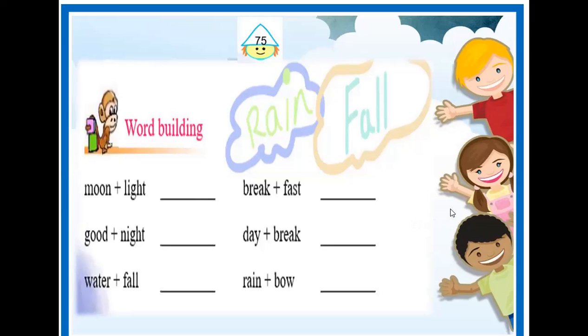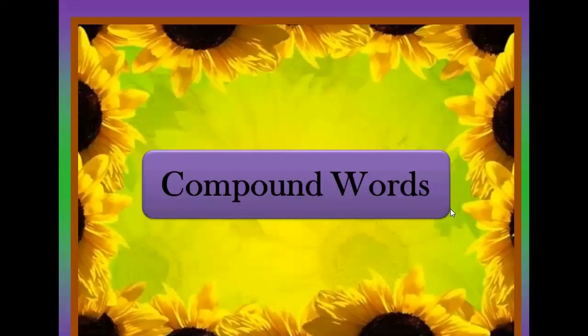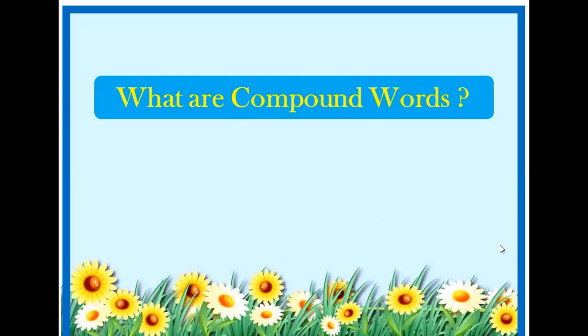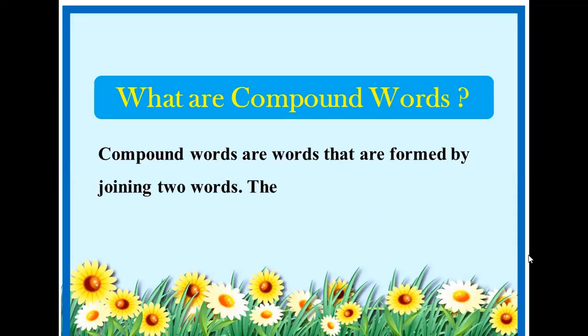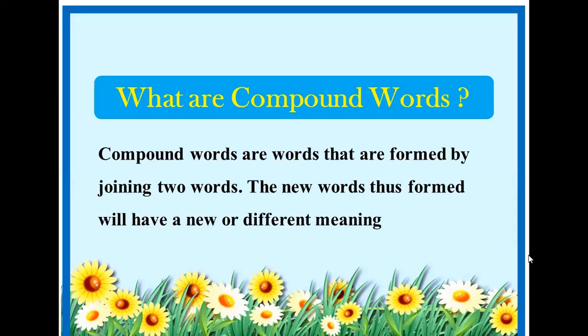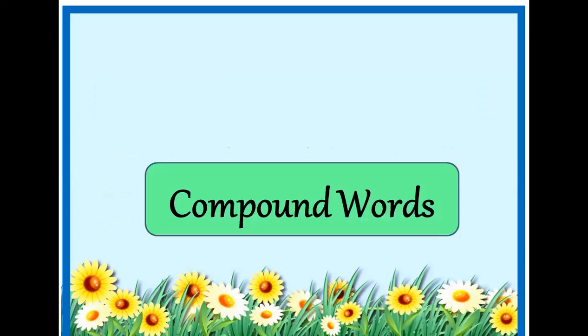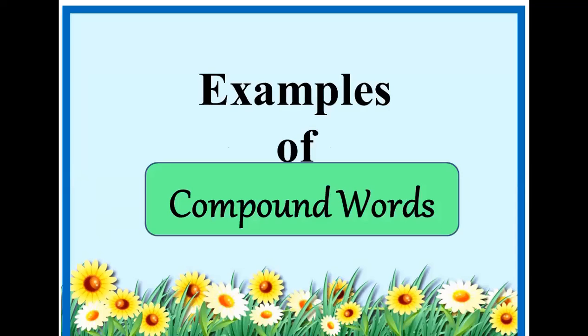Before we do this exercise, let's learn what compound words are. What are compound words? Compound words are words that are formed by joining two words. The new words thus formed will have a new or different meaning. Sounds confusing, isn't it? But don't worry. Here are a few examples which will help you understand what compound words are.